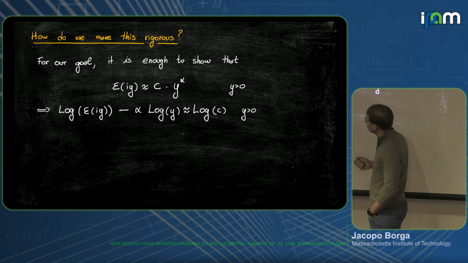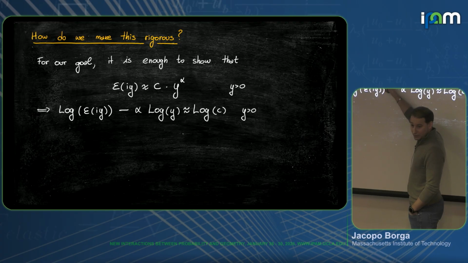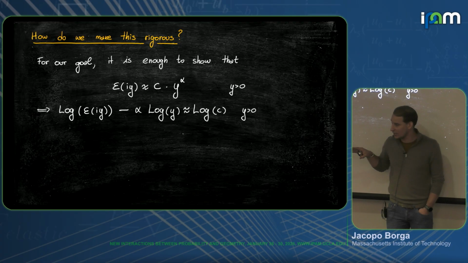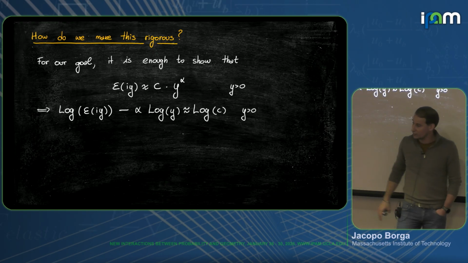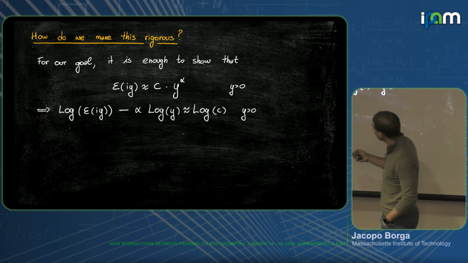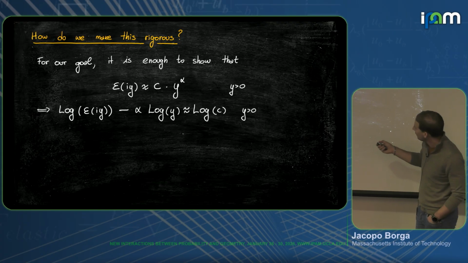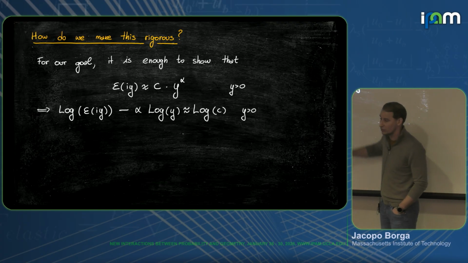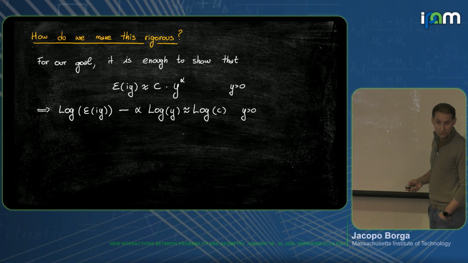OK, if you take log, and remember, the real part of epsilon is non-negative. So I can take the branch cut along the negative axis so that this remains holomorphic. So what I want to do is kind of showing that log of epsilon iy minus alpha log of y is of constant order. If I know that, then I have this.